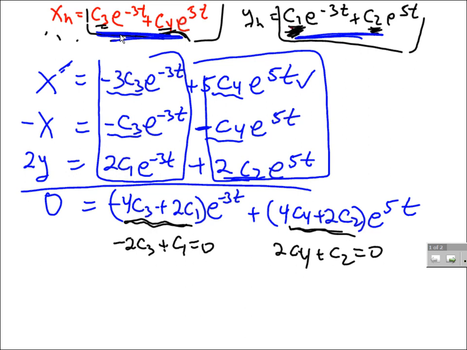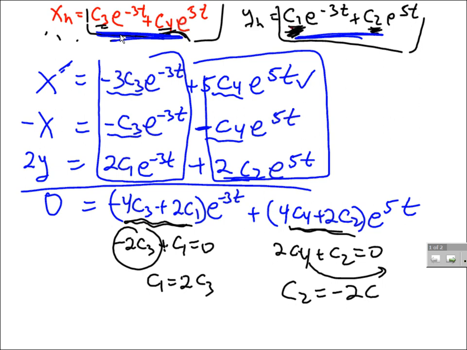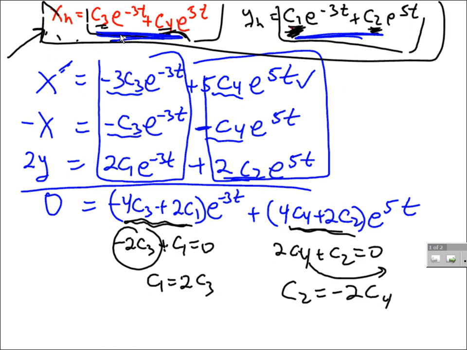I'll just solve for c1. That is, I'll bring this to the other side. c1 is 2c3s. I'll bring that to the other side. c2 is negative 2c4. Okay, and now I'll copy down the top two equations, these two equations, and I'll put in these substitutions and I'll be done.